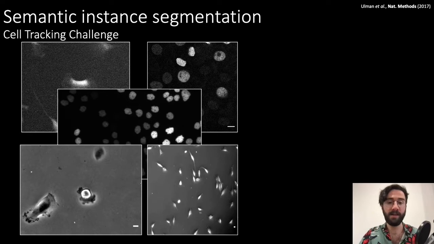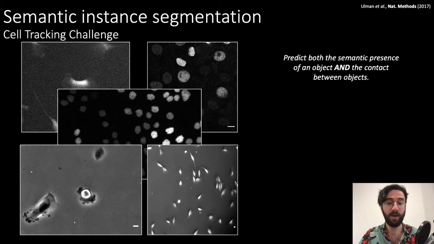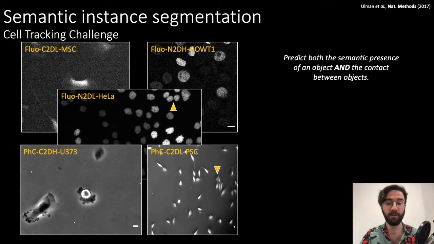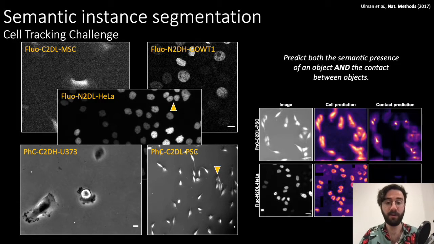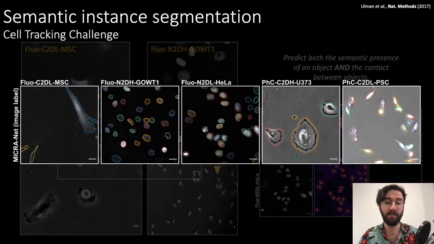We use the publicly available cell tracking challenge dataset. We aimed at predicting both the semantic presence of the objects within the field of view and the possible contacts between cells. Hence, we can simply remove the contact between cells to generate an instance semantic segmentation map. Here are some examples of predicted segmentation. Remember that MICRA-Net was trained solely using image-level annotations.